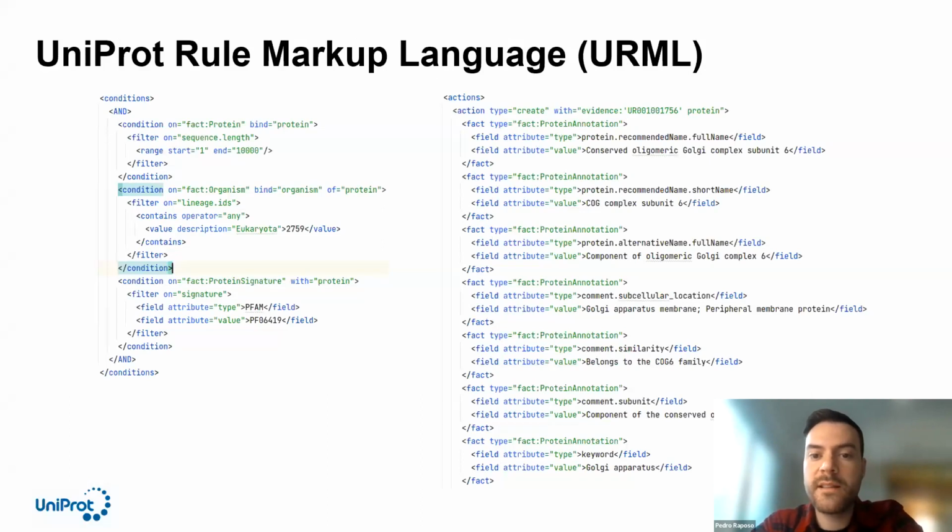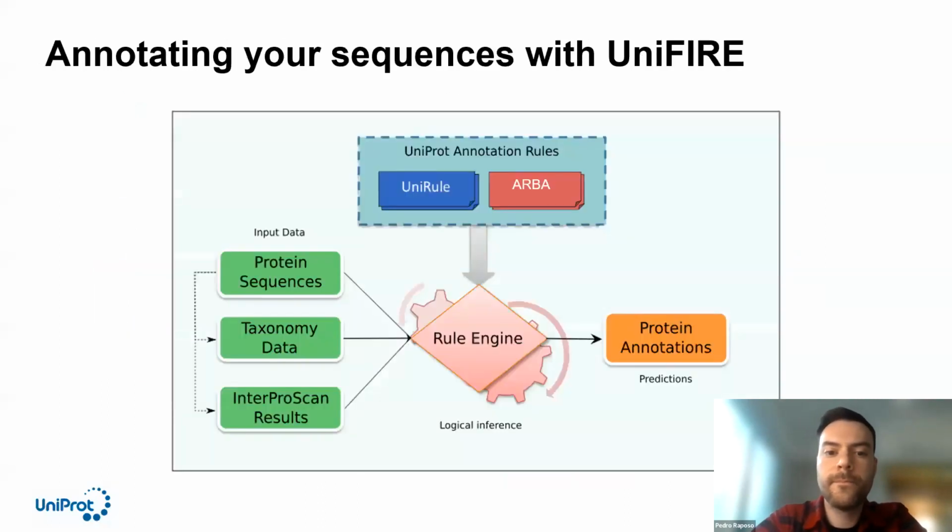So as you can see in this example, the UniRule XML exposes the logic of the rule explicitly. For example, on the left side, it shows the combination of several conditions. In this case, we have a signature condition, a taxonomic condition, and a sequence length condition. And on the right side, you can see the examples of annotation that this rule is providing.